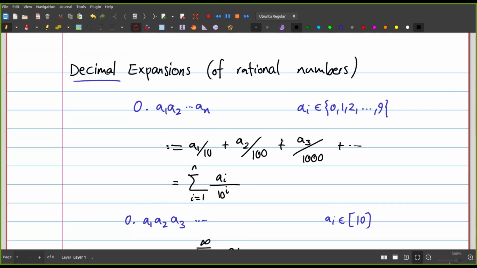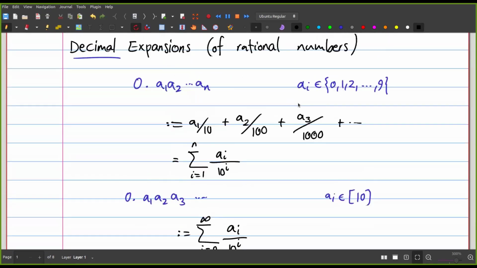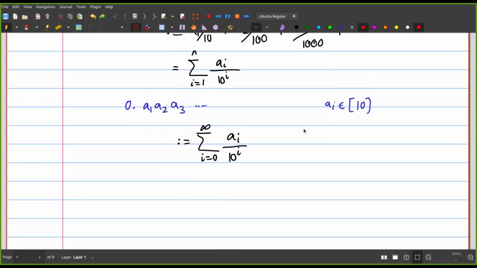Okay, so I'm going to define two types of decimal expansions. I'm going to first take this one, and I'm going to call this a terminating decimal expansion. So it's terminating because I only have a finite number of digits. Of course, after this, I can add as many zeros as I want, but at the end of the day, it's terminating. I don't really have anything after the nth digit, right?